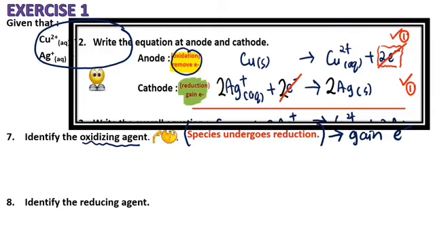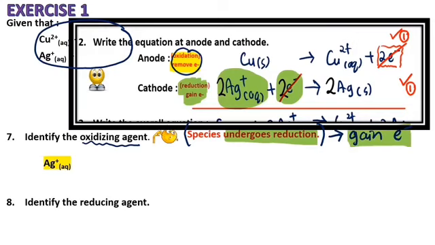Copper solid removes the electron to form copper 2 plus aqueous. So, look at Ag plus aqueous. Do you see? Ag plus aqueous here gains 2 electrons. So, Ag plus aqueous undergoes reduction, which refers to the gaining of electrons. That's why the answer for the oxidizing agent is Ag plus aqueous.